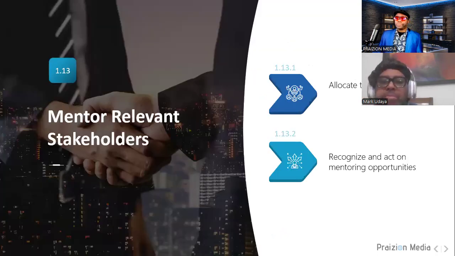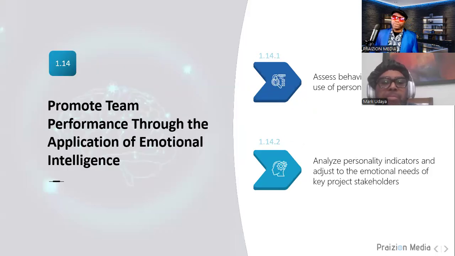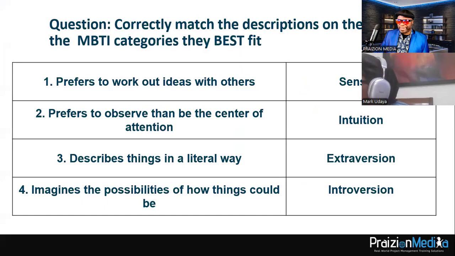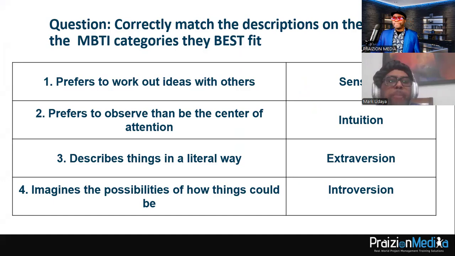All right, moving on to number 13, mentor. You got to mentor people. Makes sense. And number 14, promote team performance through the application of EI. I often tell people before your exam, get familiar with these terminologies: sensing, intuition, extroversion, introversion. And this is a little trivia. I'm going to show the answer. So, prefers to work out ideas with others. Who is that? Or prefers to observe than be the center of attention.